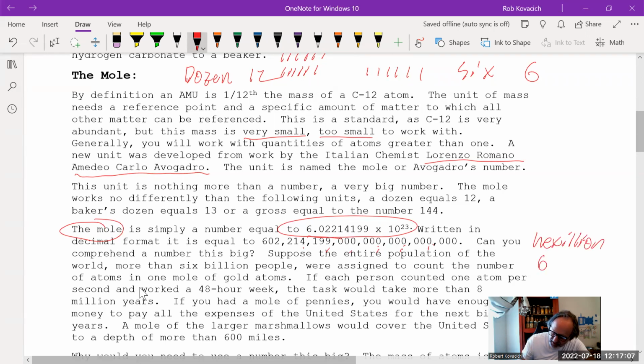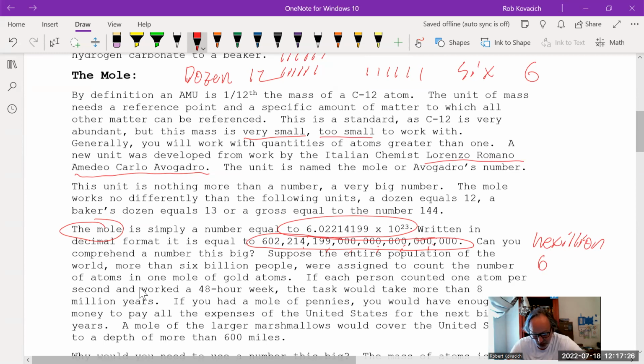Oh yeah, hex. So that's 6 illions. So that's a lot. That would be a number like this. We're talking about 602 hexillion. This number is too large for us to comprehend. On a mental level, it just doesn't compute.